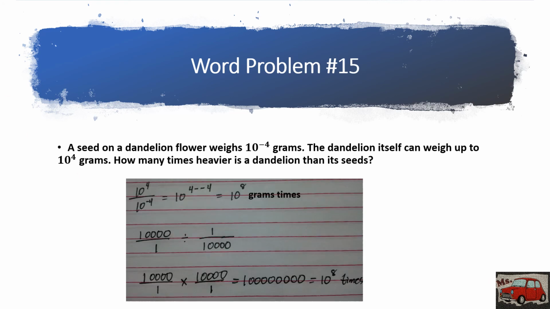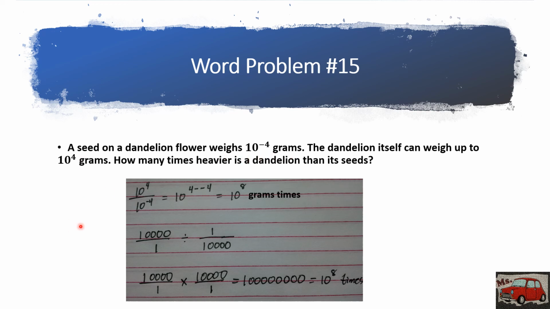A seed on a dandelion flower weighs 10 raised to negative 4 grams. The dandelion itself can weigh up to 10 raised to 4 grams. How many times heavier is a dandelion than its seed? So, ang hahanapin lang natin is gaano daw kabigat yung dandelion dun sa seed niya. Alright? Kung ang yung weight ng dandelion is 10 raised to 4 grams at yung weight ng seed is 10 raised to negative 4 grams.